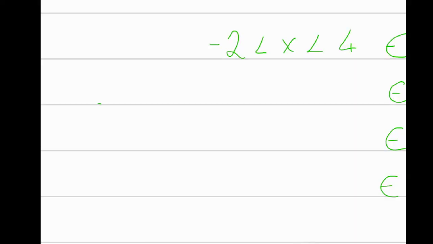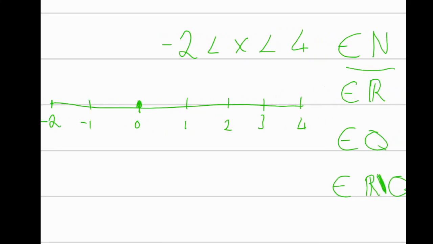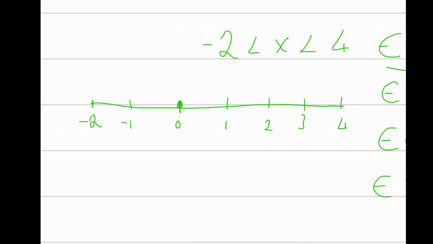This is an element of the naturals. We can draw out our number line. Now we start at minus 2, minus 1, 0, 1, 2, 3, and 4. So, where do we put our dots? We know that we're talking about an element of the naturals in this case. The naturals are all the positive whole numbers, all the numbers that are greater than 0 that are whole. That means 1 is included, 2 is included, 3, but not 4, because it's less than 4, not less than or equal to.